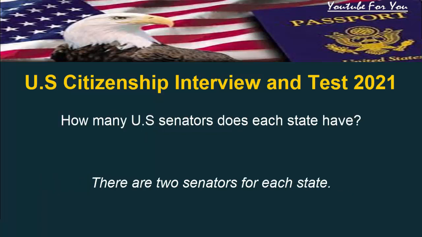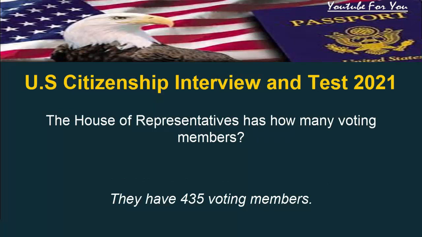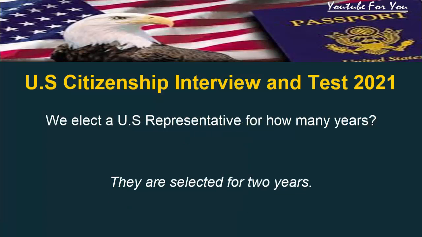How many U.S. senators does each state have? There are 2 senators for each state. The House of Representatives has how many voting members? They have 435 voting members. We elect a U.S. representative for how many years? They are selected for 2 years.